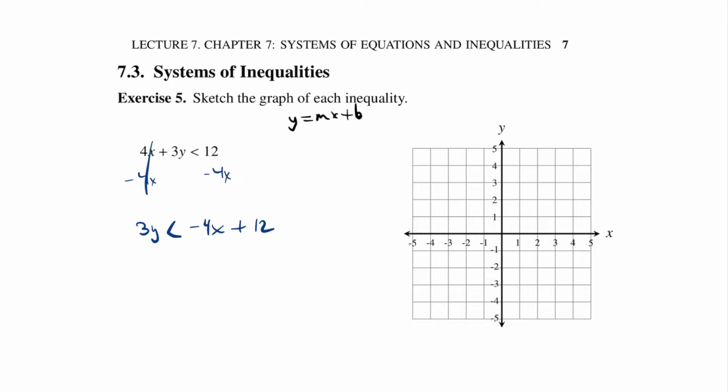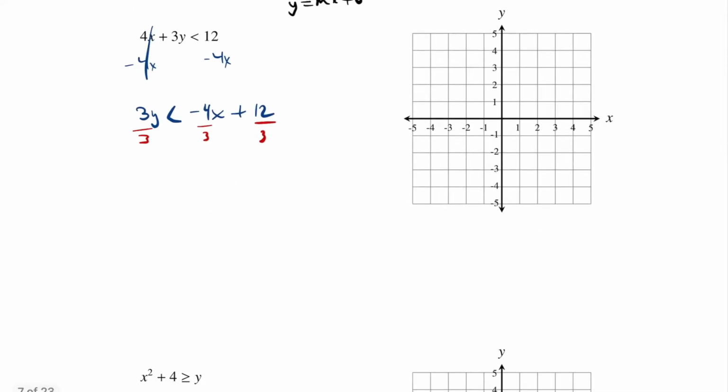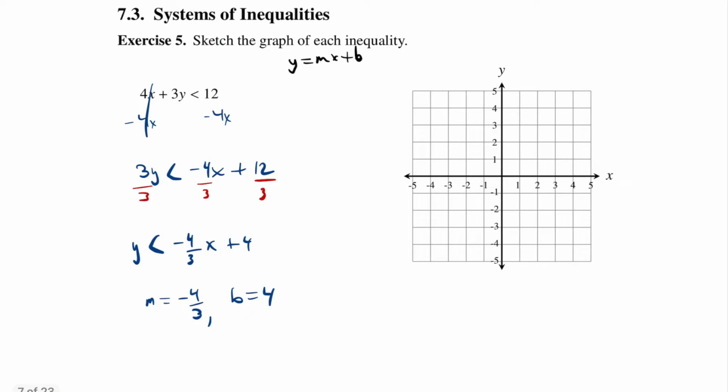Subtract 4x. We get 3y is less than negative 4x plus 12. Divide by 3. And now we have y is less than negative 4/3 x plus 4. So we know our slope is negative 4/3 and our y-intercept is 4.